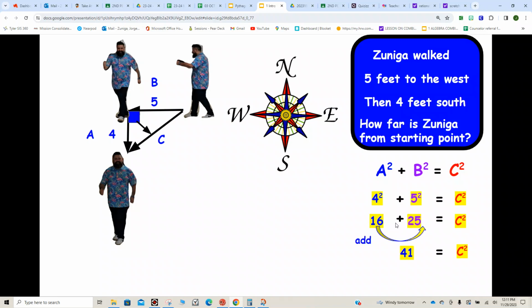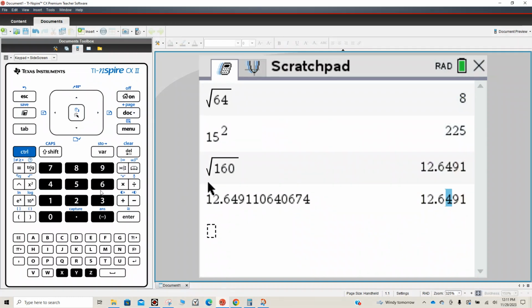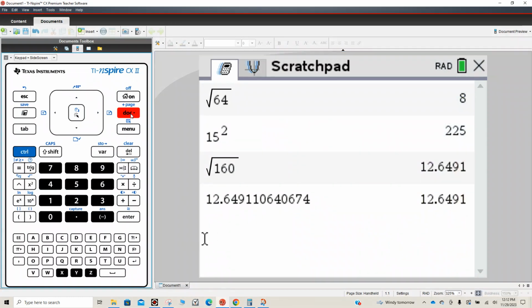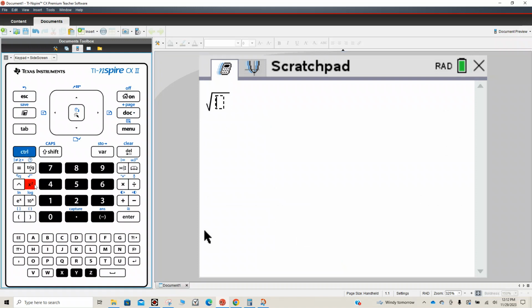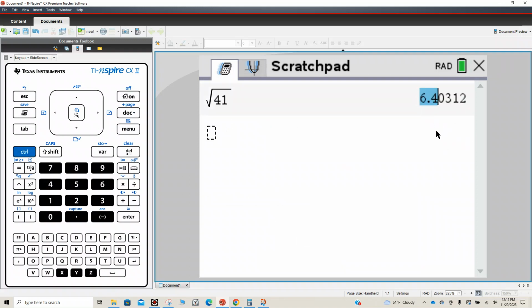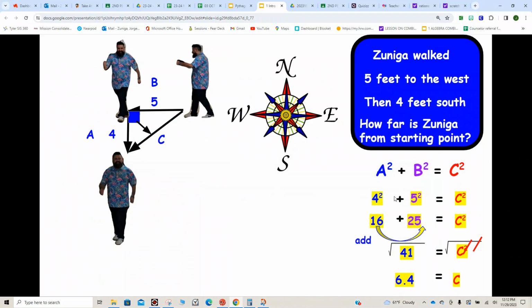I get 41. We take the square root of both sides. The magic happens. We're left with C. And let's look at the square root of 41. Square root of 41. All right, 6.4. We're going to round it to the tenths place. I've got to look at this number. That number is 4 or less, so we're going to let it rest. So this is the final answer. Okay?